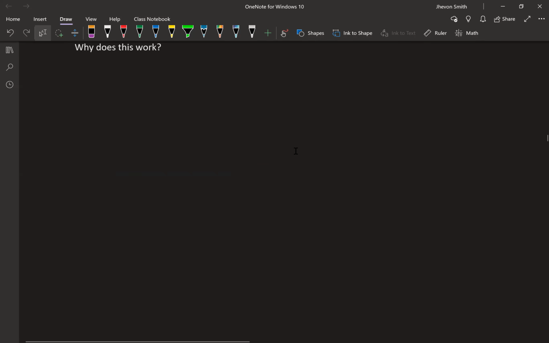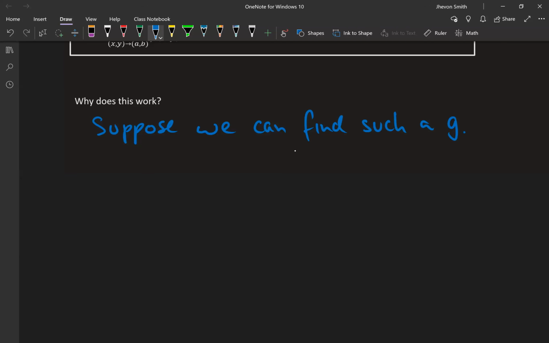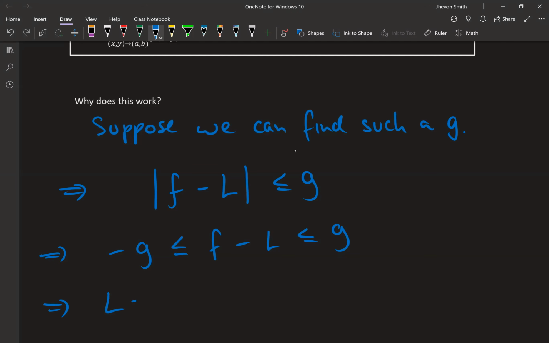Now, why does this work? Suppose we can find such a g. Then this means in absolute values, |f − L| would be less than or equal to g. What this means is that you can break the absolute values down much as you could before. And f is like a multivariable function here, but it doesn't matter. I can add L to both sides. And then I can take the limit of all sides. Limit of this, limit of this, limit of this.